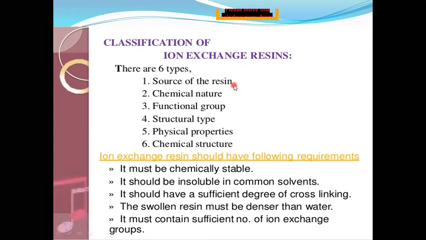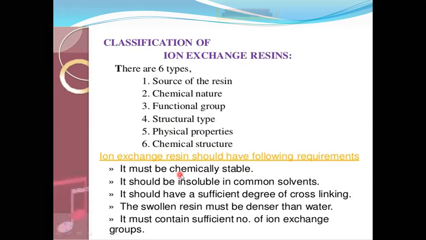First one is on the basis of source. Second one is chemical nature. Third one is functional group. Fourth one is structural type. Fifth one is physical property, and sixth one is chemical structure. So see, the first thing is that an ion exchange resin should have the following requirements. That means what type of resins we are supposed to select.